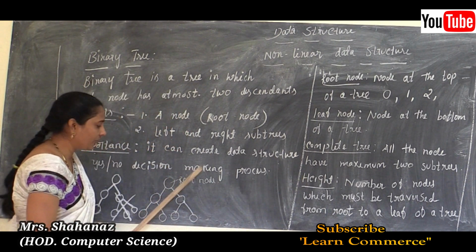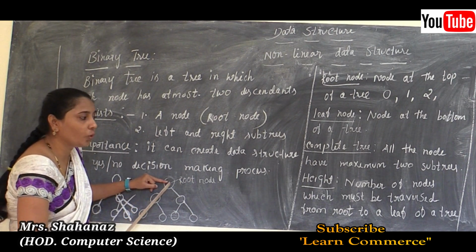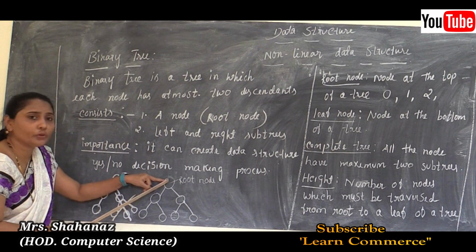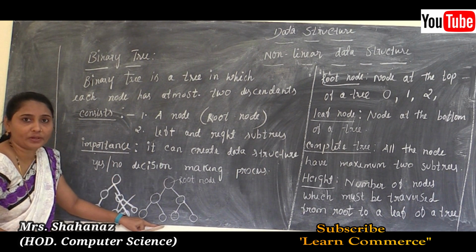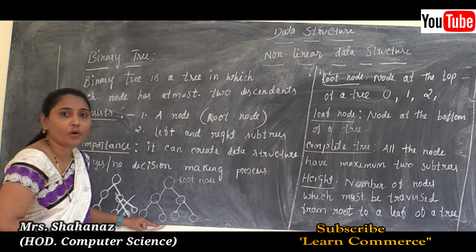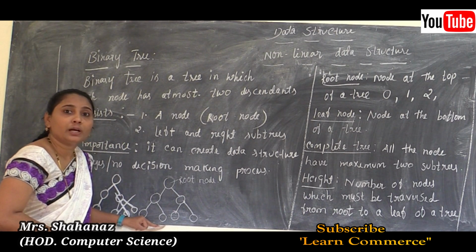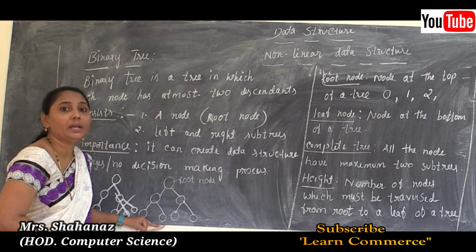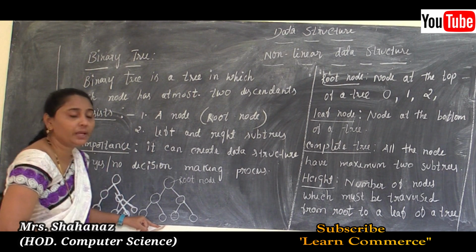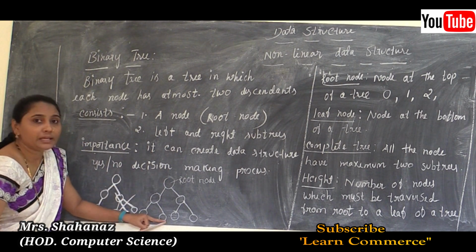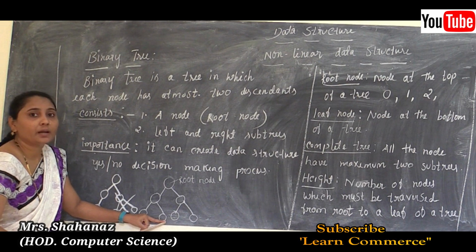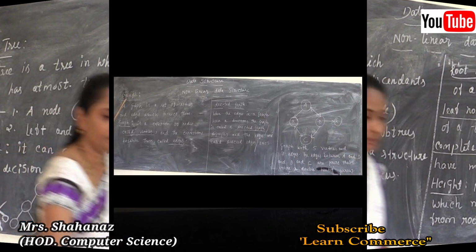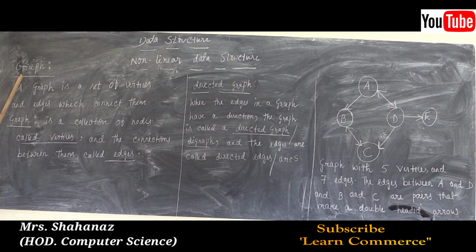So, simply we can say that the number of nodes which must be traversed from the root node to the leaf node of a tree is called the height of a tree. That means the nodes which must be traversed from our root node to the leaf node in a tree is called the height of a tree. Next concept is the graph.